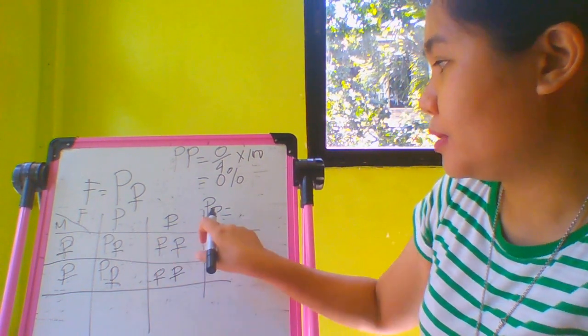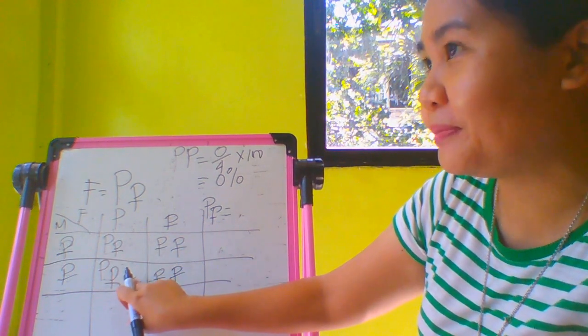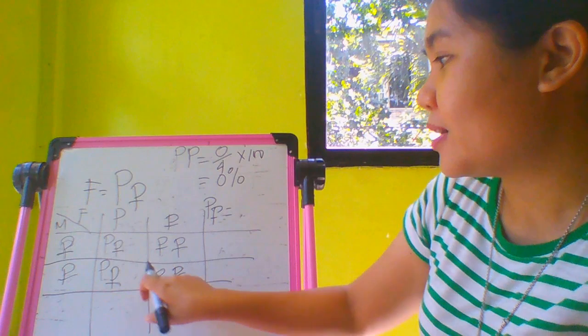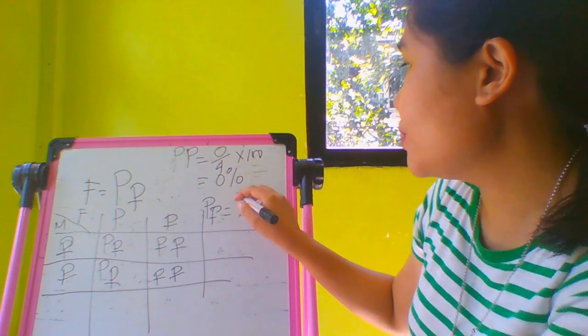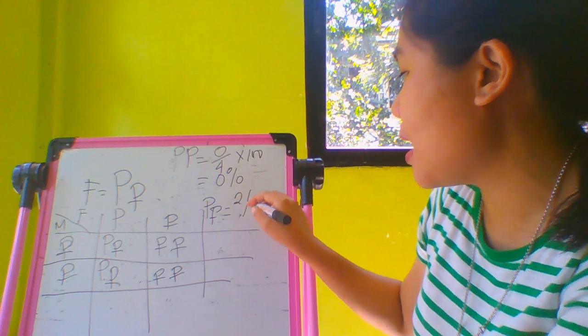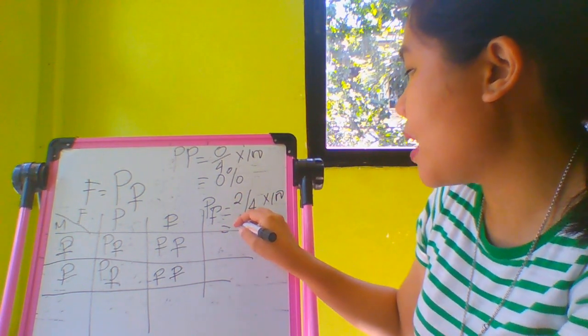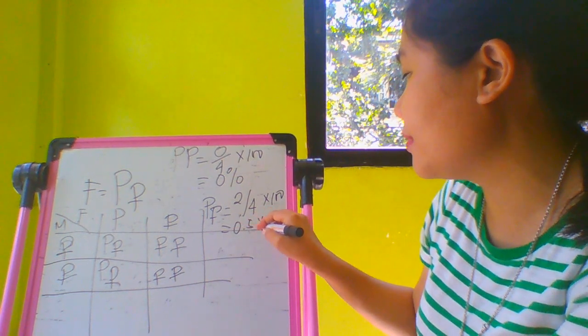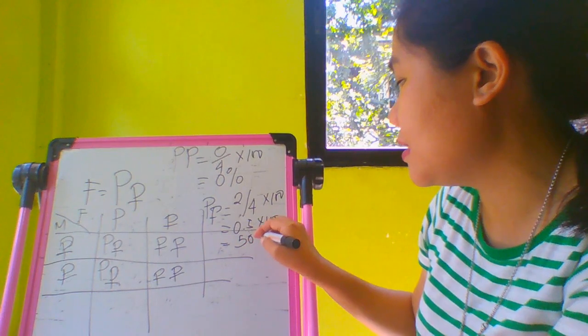Big letter P, small letter p. There are 2 squares that have this one. So we have 2 out of 4 times 100. So you have 0.5 times 100, and that's 50%.